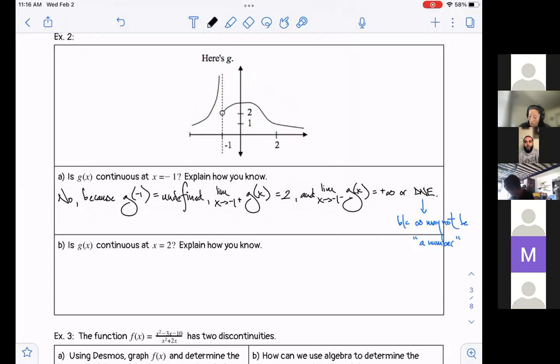So let's make sure we've answered this question. We said that no, this function is not continuous because g of -1 is undefined, right? So the value there is undefined. The value from the right is 2, and the value from the left is either positive infinity or does not exist. Are those three things the same as each other? No, right? We've got an undefined, we've got a number, we've got a positive infinity. So we can say no because these three things are not all equal to each other.